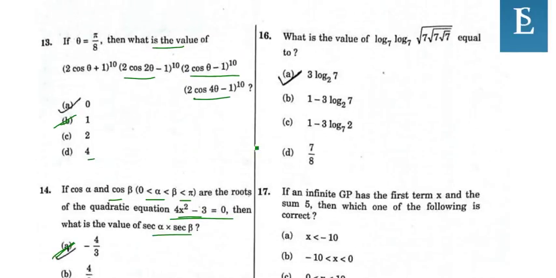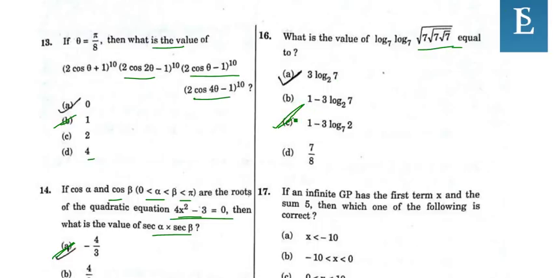Anyway, next question is 16th one. What is the value of log of root 7 under root 7 under root 7? So what you have to do is actually open this one, 7 power 1 by 2, 7 power 1 by 4 and 7 power 1 by 8, and then take log, and then you will get the value. So it will be 1 minus 3 log 2 to the base 7. So C option must be right. So 16th is C.